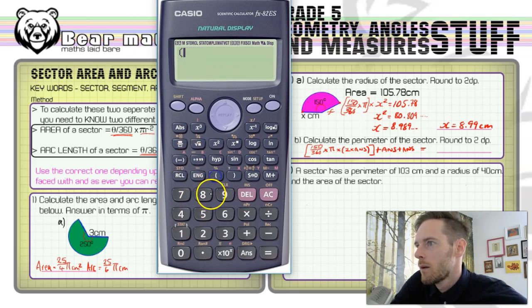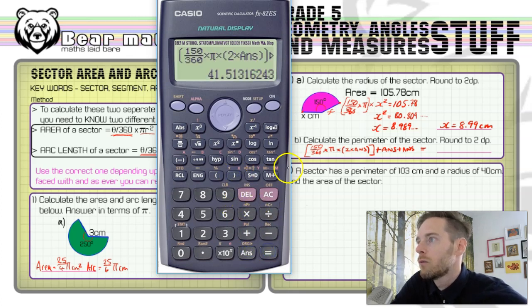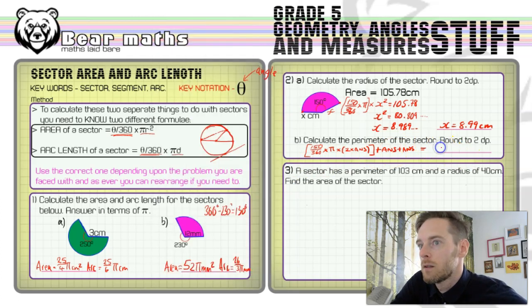And yeah, let's just get a bracket up there, put in 150 out of 360. Go multiplied by pi, multiplied by, and then another bracket, 2 times the answer that I got from the last question, and then close that bracket. Brings up a big bracket there, plus the answer equals 41.51 centimeters. There you go. All right, so much trickier than the first questions, but definitely something you could be given, grade 5 stuff, at Foundation GCSE.